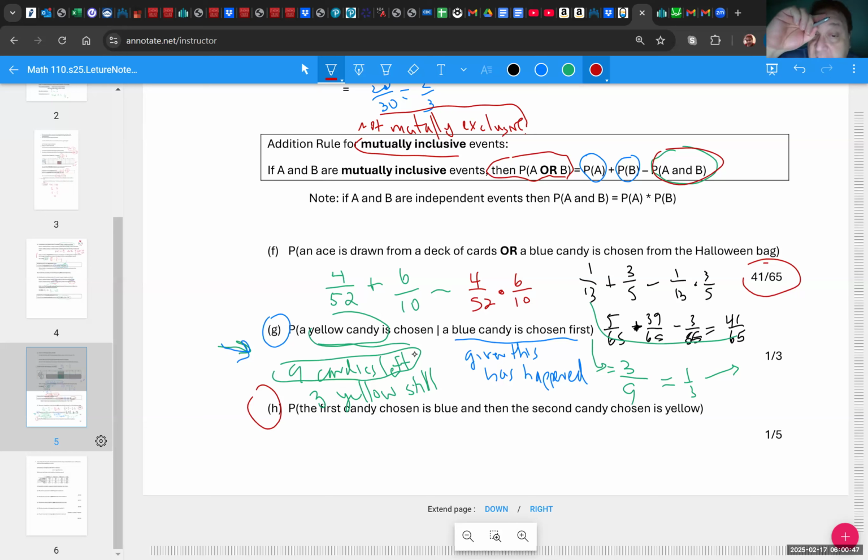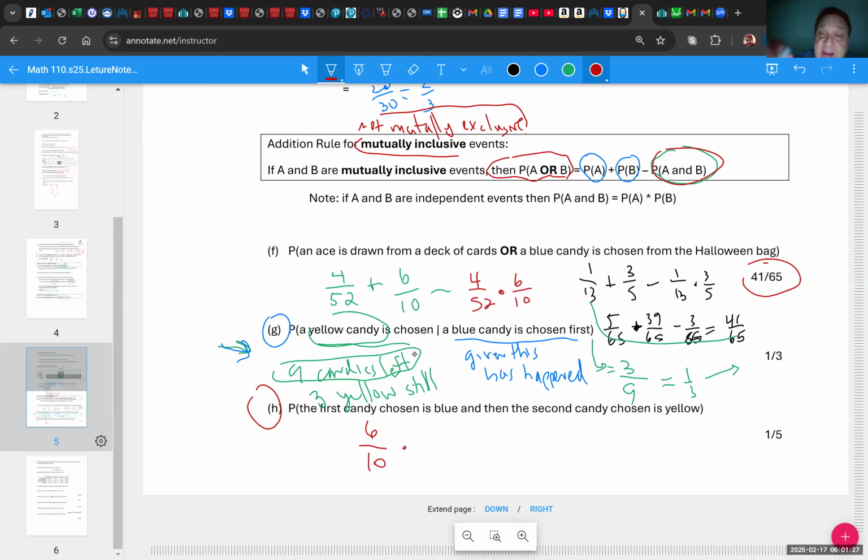All right. So probability that the first candy chosen is blue. Well, that's 6 out of 10. And then the second candy chosen is yellow. Are these completely independent events? No, because when I choose my first candy and I get a blue, there are fewer candies left in the bag. There's also fewer blues left in the bag. So the first event has an effect on the second event. So these are not independent events, right? So I have to do the probability that the first candy chosen is blue, and then find out the probability that the second candy is yellow, given that the first candy is blue.